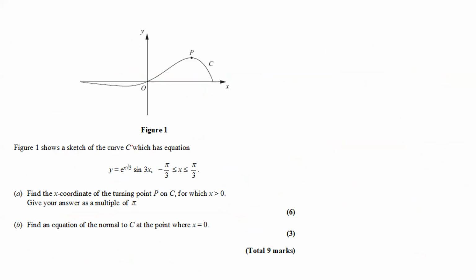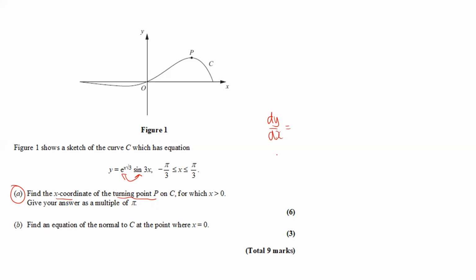What are we on? Okay, so here we've got a curve, C, and it is a product. For part A, it says find the x-coordinate of the turning point. So what do we know about turning points? Then the gradient is going to equal 0. So as soon as we see turning point, we know we're going to have to differentiate and equate it to 0. So we're trying to find the x-coordinate of the turning point and give our answer as a multiple of pi. So we need to do dy by dx.